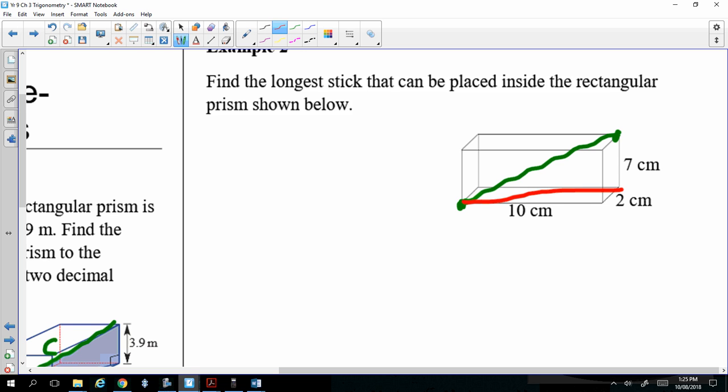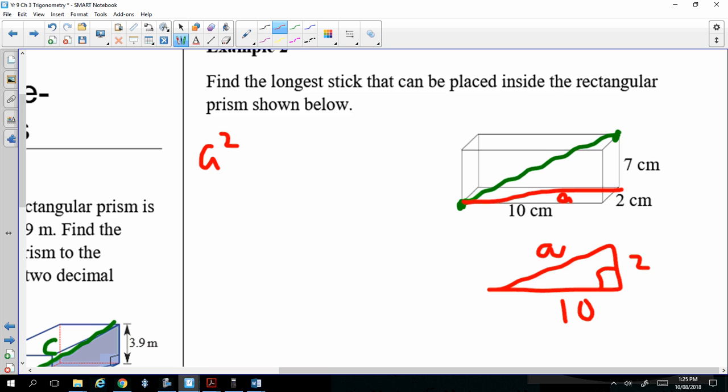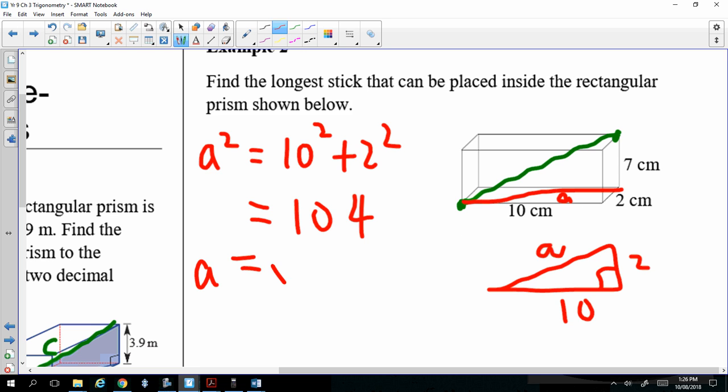If I draw this, it's 2 by 10. You have to find the length of A. So you go A squared, which is 10 squared plus 2 squared, 104. So find the length of the diagonal at the base first, and then you go square root of 104. Just leave it like that. You do not need to calculate A. Leave it in exact form.